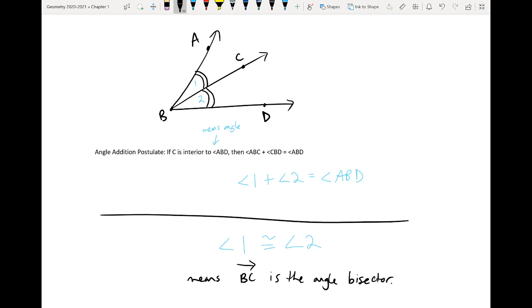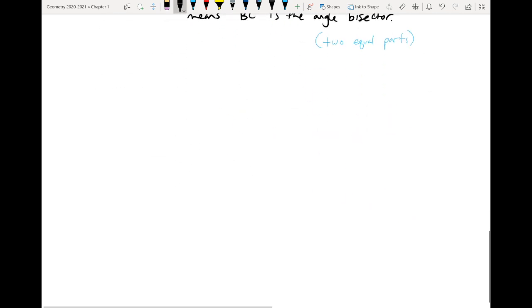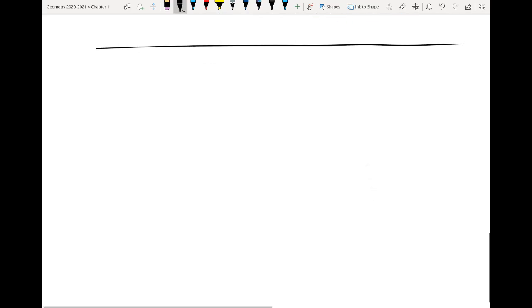Now, remember when we had segment bisectors, it meant that we created two equal parts. That's exactly what we have here with an angle bisector. We have this bisect, right? Like bicycle has two wheels. Bisect means two sections, right? So we have two equal parts or two equal angles that are created from that. Now, let's attempt some problems using this information.